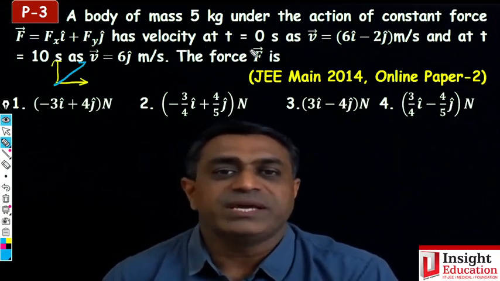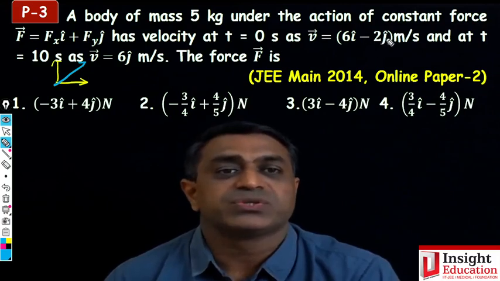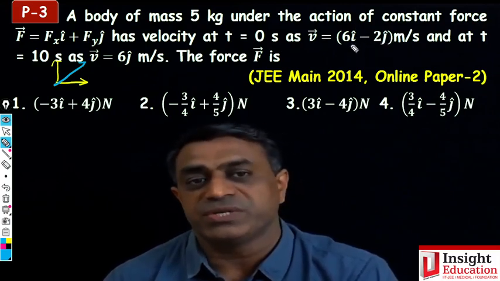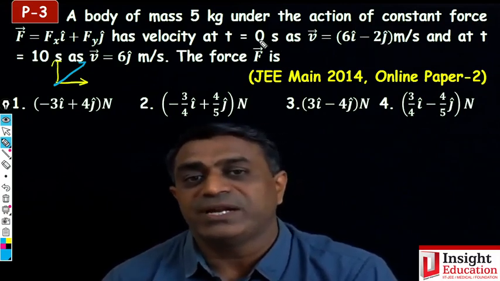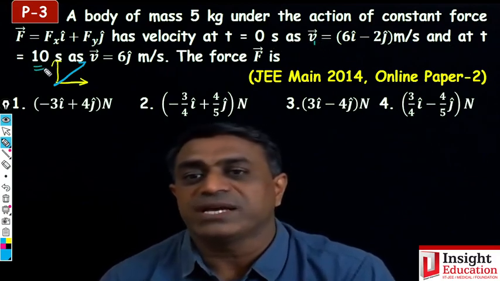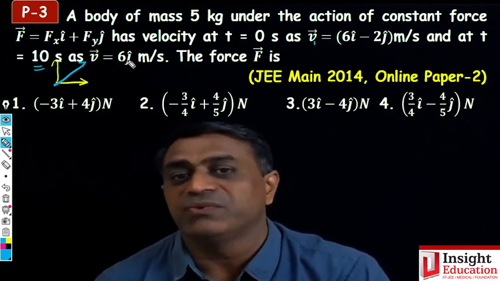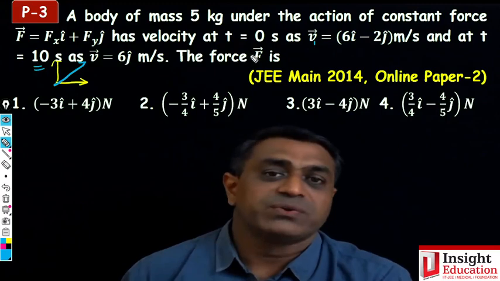It has velocity at t is equal to 0 seconds, v is equal to 6i minus 2j meter per second. It means velocity is also two-dimensional. At t is equal to 0 means initial velocity, and at t is equal to 10 seconds, so time is given as 10 seconds, velocity is 6j. 6j means only in the vertical direction. So find out the force.